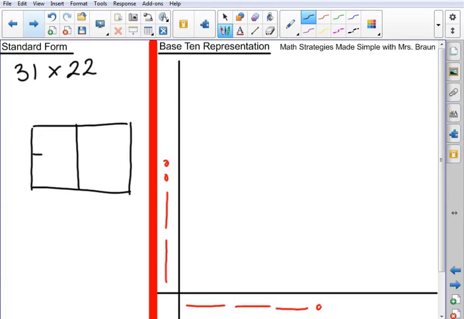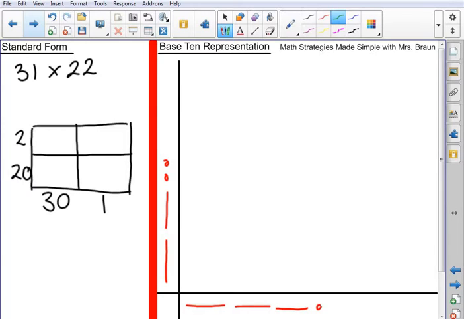Okay, so I have 2 digits by 2 digits, so I'm going to need those 4 boxes. With 31, and I'm looking at the tens together, I've got 30. And the ones, I've got a 1. And then at 22, I've got 20. Those are the 2 tens and 2 for the 2 ones. All right, let's go ahead and fill in our area model.